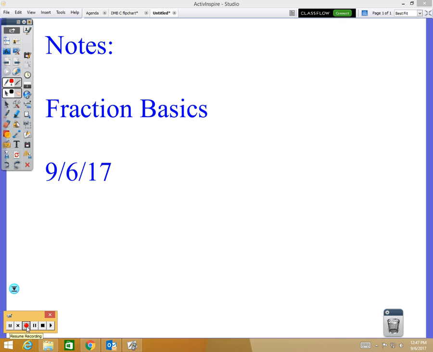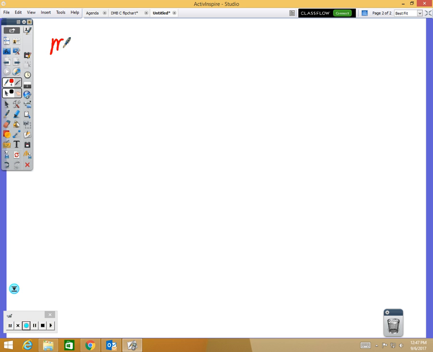And here we go. So the first thing that we are going to do today is talk about how to model a fraction. For instance, if I gave you the fraction 1/4 and I gave you a square, and I said that I wanted you to model 1/4 by using that square.